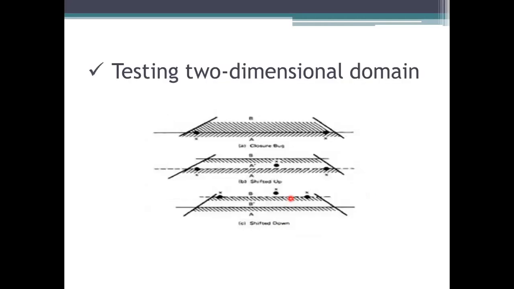And coming to testing the two-dimensional one, in this two-dimensional one we have to take the domain bugs into the adjacent domains. So here the boundary we are representing will be closed with respect to A, and considered open with respect to B. That is for the closure boundaries we are having, which is represented as a closure bug. So here the faulty closure will be considered.